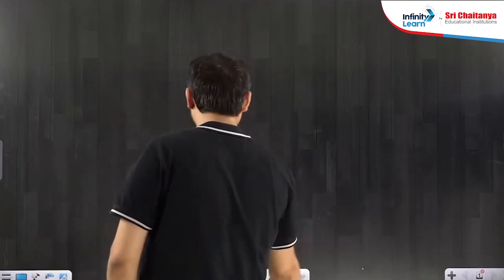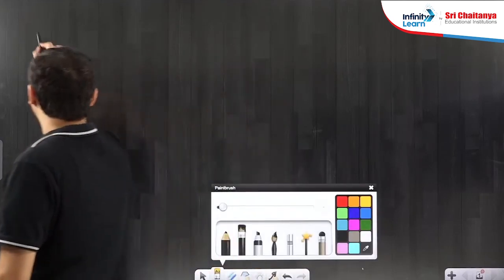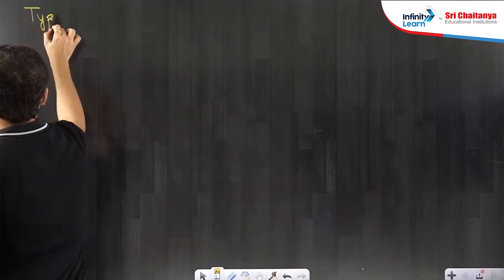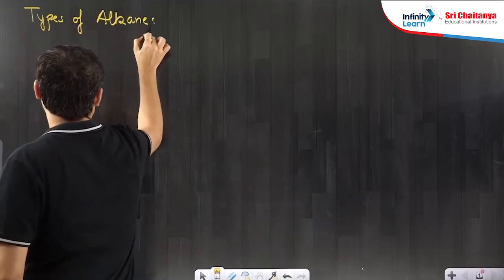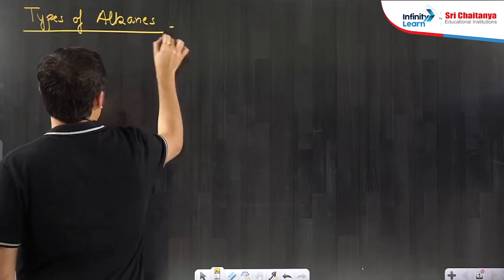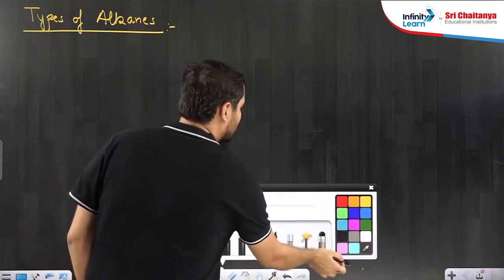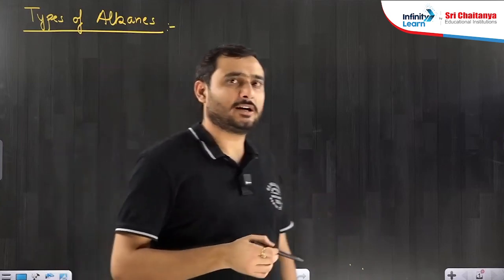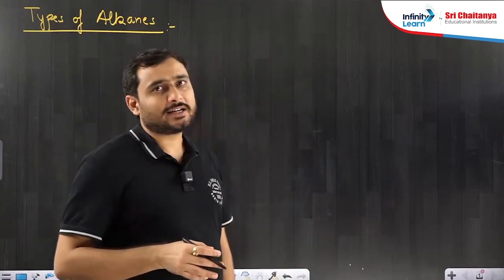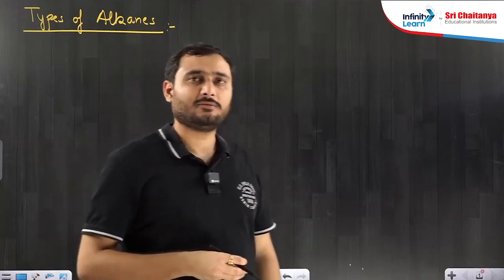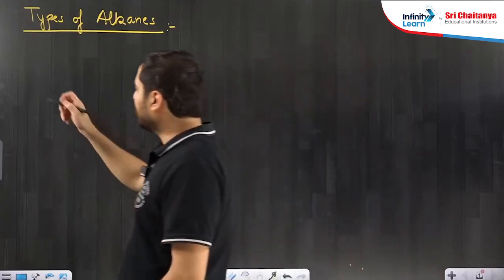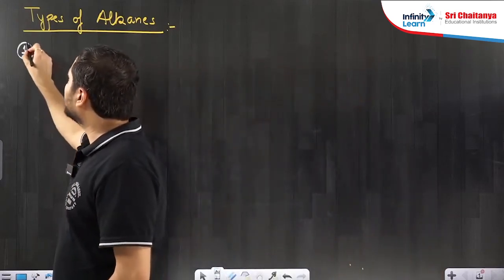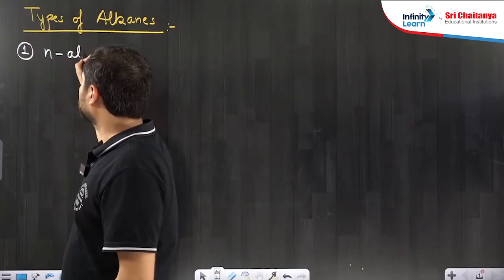So let us start with the first topic, types of alkanes, in which we discuss common names. Mainly alkanes are classified into three types on the basis of their structure, that is, how the carbon atoms are present in the parent chain. These three types are normal alkane, isoalkane, and neoalkane. Number 1, normal alkane, is represented as n-alkane.